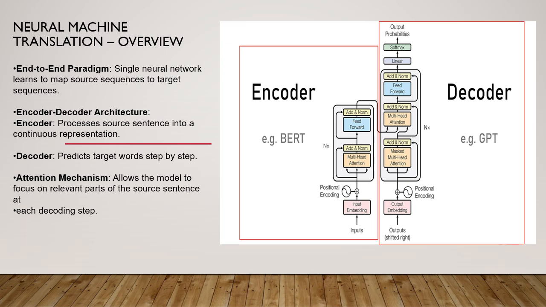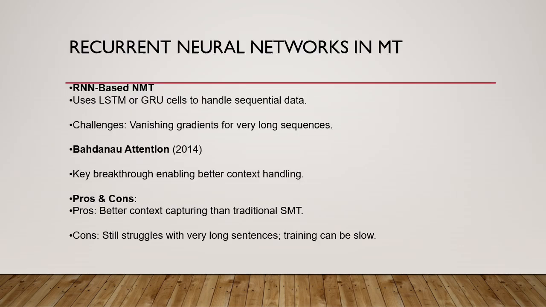Overview of neural machine translation. It's an end-to-end paradigm, which means a single neural network learns to map source sequences to target sequences. Now let's look into the encoder-decoder architecture. The encoder converts sentences into vectors, whereas the decoder generates words in the target language. The attention mechanism helps the model focus on key parts of a sentence.